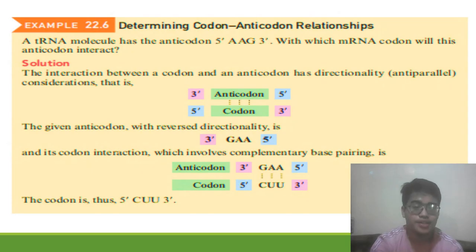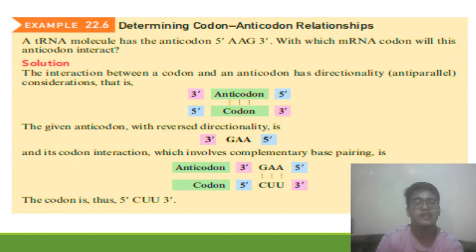So we are done with the structures and functions of tRNA. And now let's move forward to determining codon and anticodon relationships. A tRNA molecule has the anticodon 5' GAA 3'. With which mRNA codon will this anticodon interact? The interaction between a codon and an anticodon has directionality considerations, or it is antiparallel. So if the anticodon starts from 3', the codon will start with 5'.